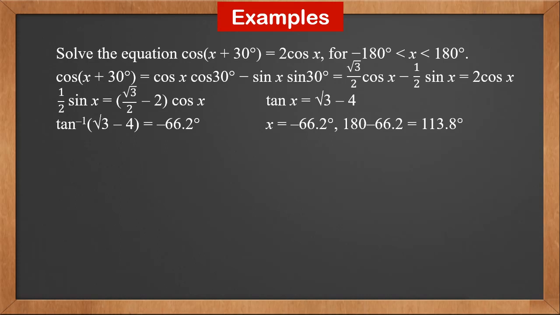Inverse tangent of root 3 minus 4 is minus 66.2 degrees. So the first solution is minus 66.2 degrees. The second solution is 180 plus that, which is 113.8 degrees.